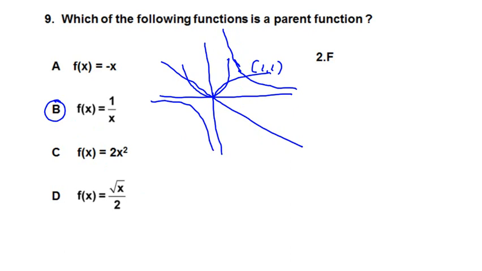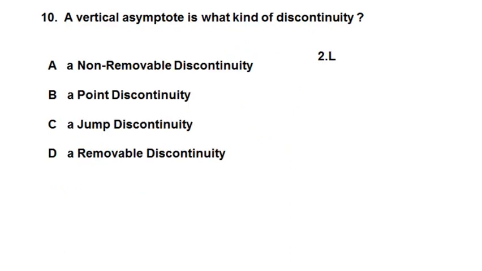And so that's problem 9. Problem 10. A vertical asymptote is what kind of discontinuity? And I had my discontinuities t-shirt and I think I had you take notes on this more than once. So what kind of discontinuity is a vertical asymptote?